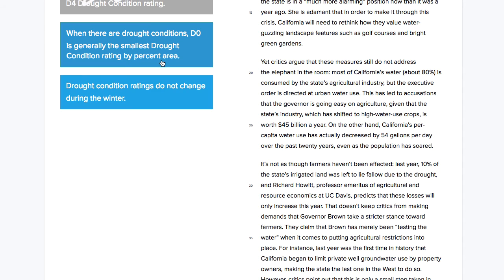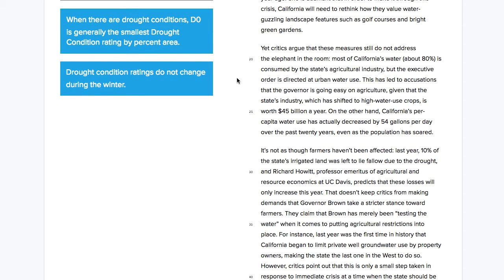The third choice: when there are drought conditions, D0 is generally the smallest drought condition rating by percent area. The last one, that drought condition ratings do not change during the winter, seems like it's not going to be true. Let's check if the third one is true. When there are drought conditions, D0 is generally the smallest drought condition rating by percent area.